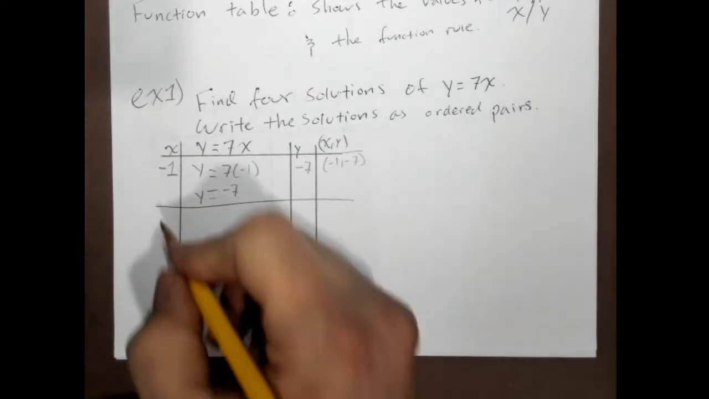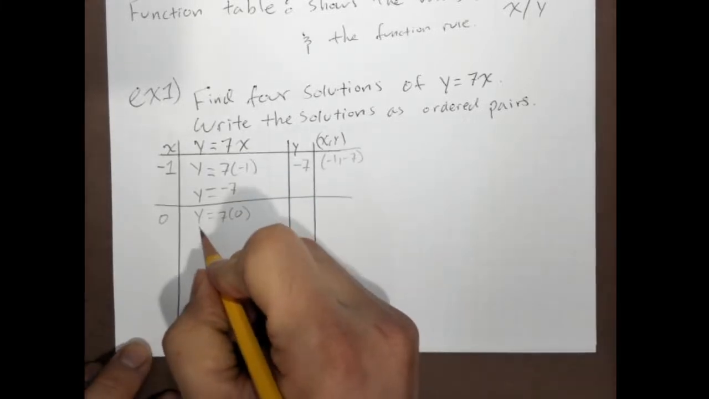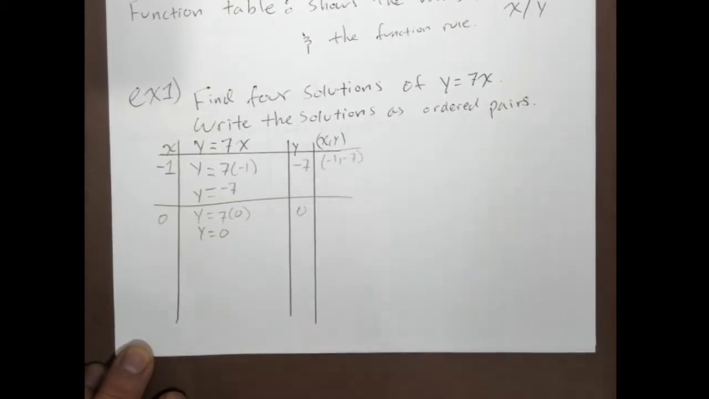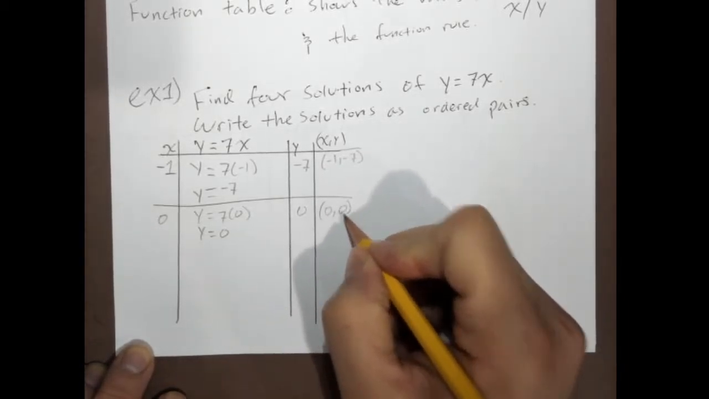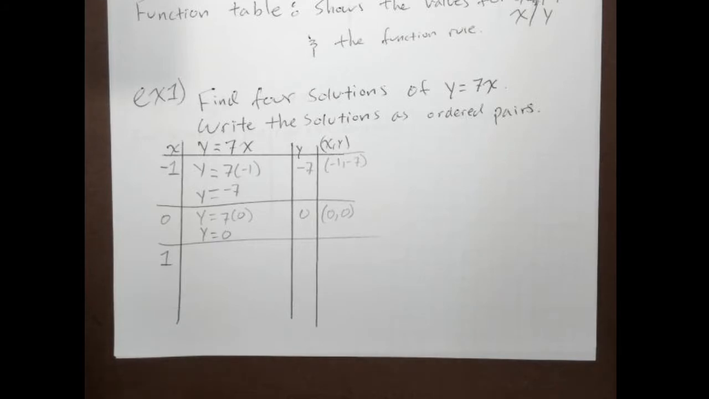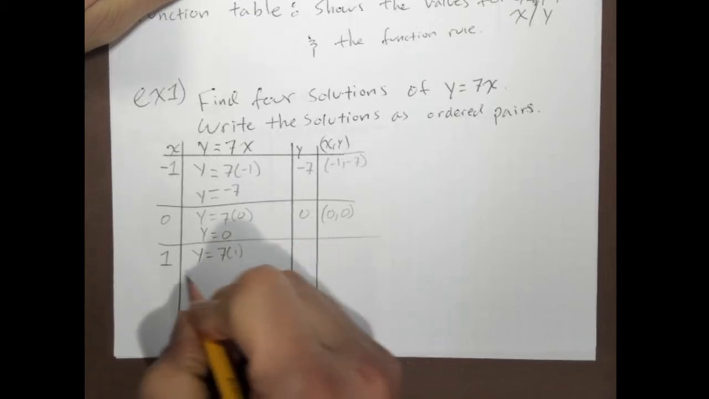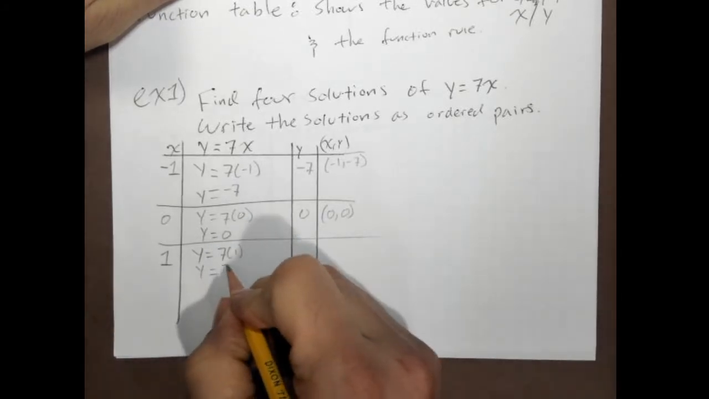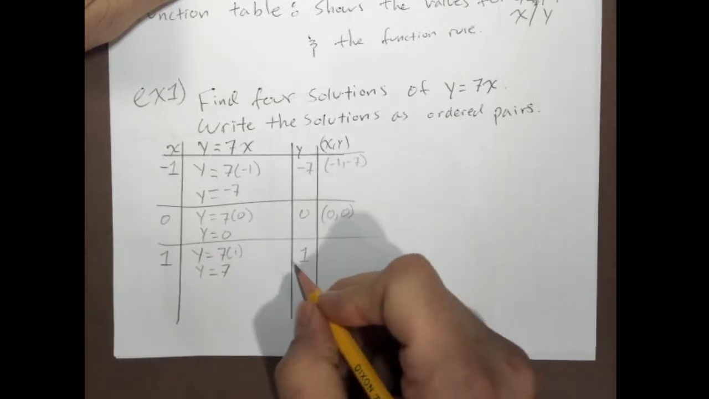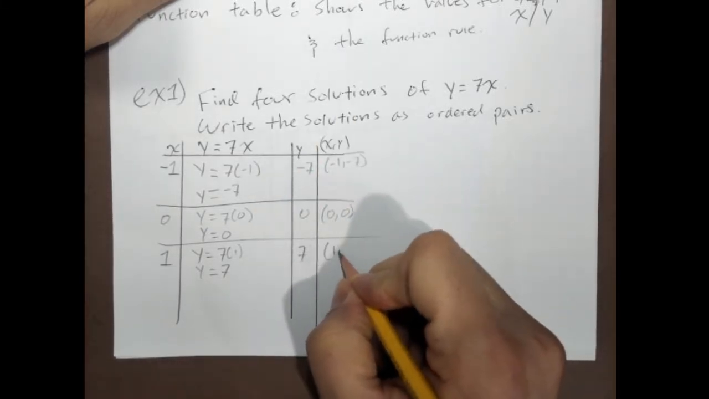Next value we're going to try is 0 for x. y equals 7 times 0. 7 times 0 is simply 0. So when x is 0, y is 0. (0, 0) will be our ordered pair. We'll try when x is 1. When x is 1, we'll write y equals 7 times 1. 7 times 1 is 7. So when x is 1, y is going to be 7. So our ordered pair will be (1, 7).